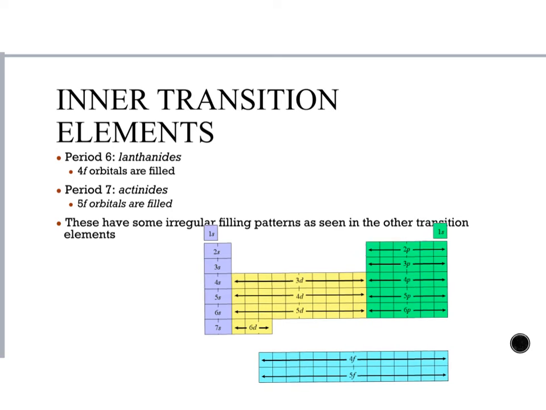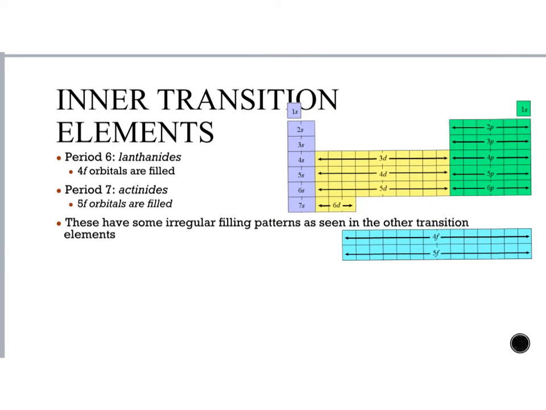For inner transition elements like the lanthanides and actinides, the first f sublevel that is filled actually corresponds with a principal quantum number of 4, and the next one corresponds with a principal quantum number of 5. So whenever you're filling periods 6 and 7, the f sublevel's principal quantum number is actually 2 less than the corresponding period number. And these have some irregular filling patterns like other transition elements, so we're not going to be tested specifically on the electron configuration for lanthanides or actinides.